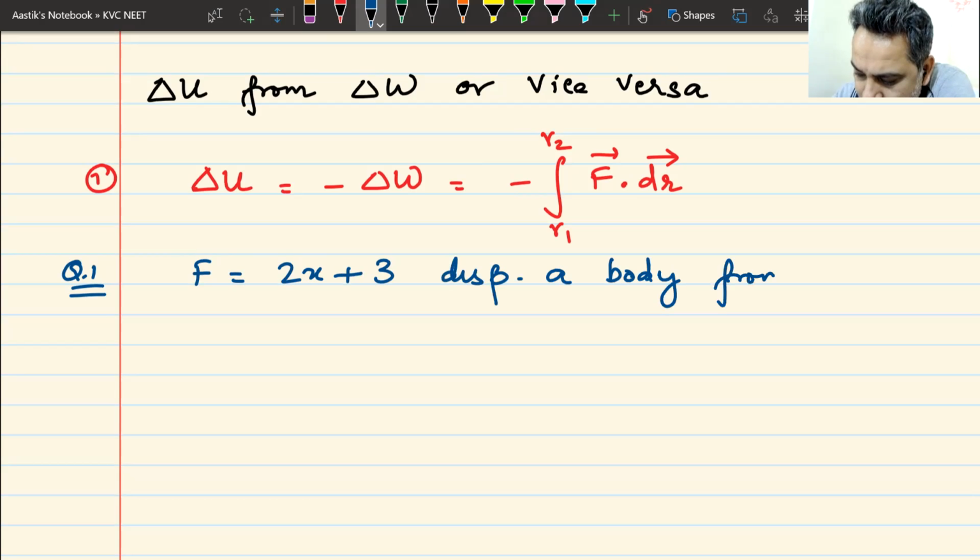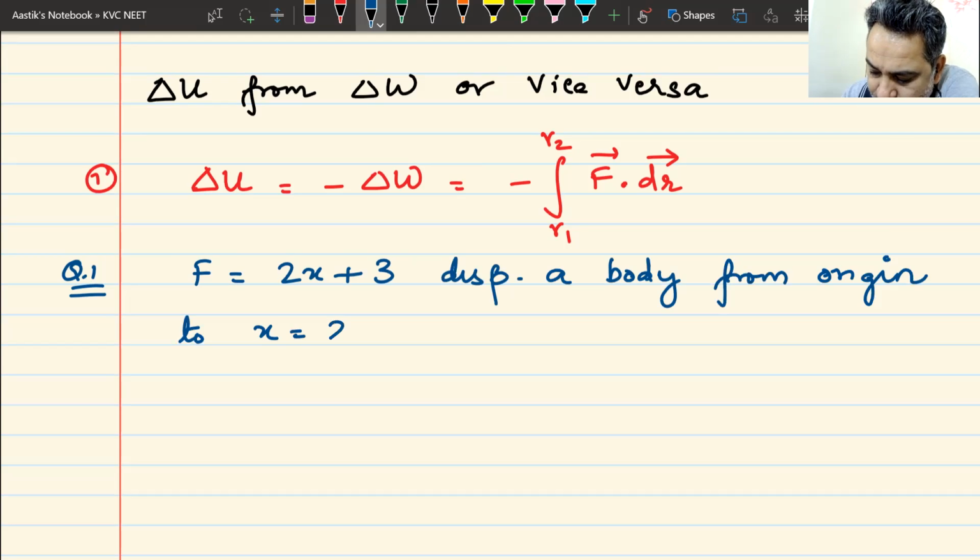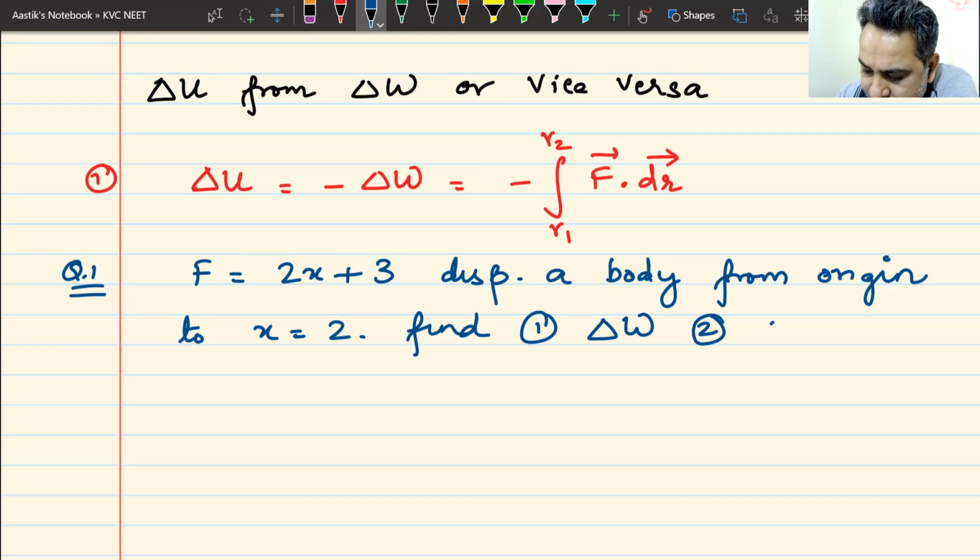from origin. So initial point is origin to x equal to 2. Find number 1, work done by the force. Number 2, the change in internal energy. Your time starts now.